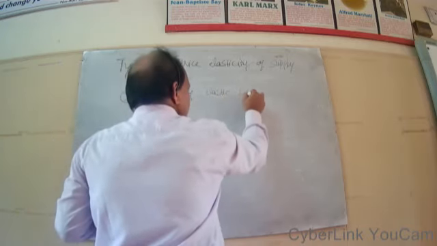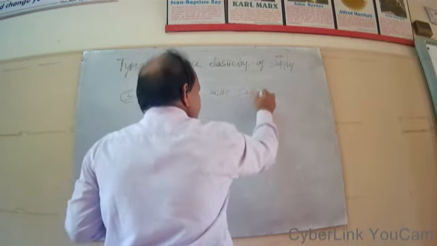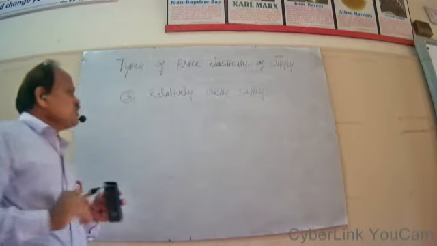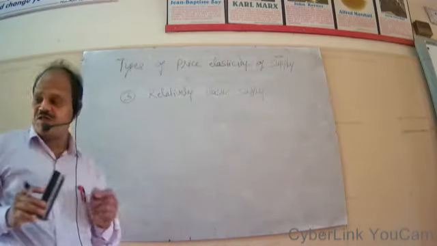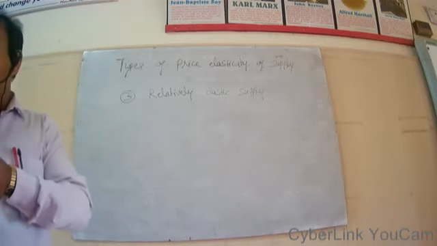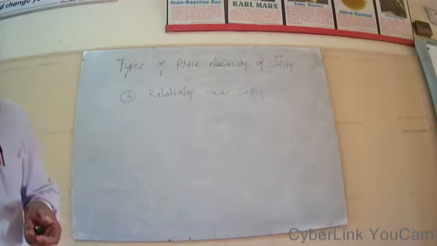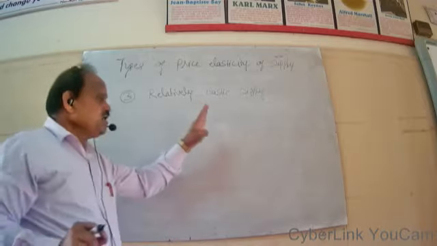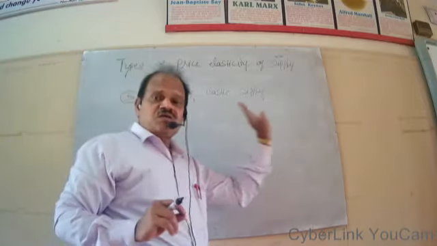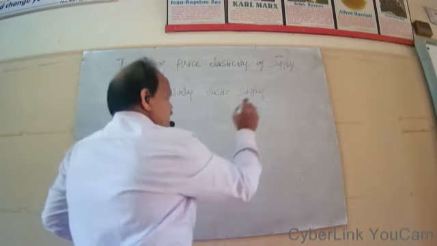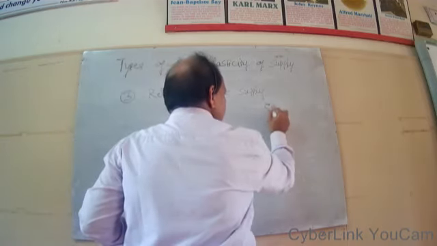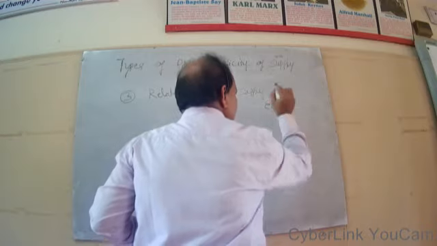Relatively elastic supply. In this type, the proportionate change in quantity supplied will be greater than the proportionate change in price. It means supply is highly responsive to the changes in the level of price. Therefore, the value of ES will be greater than 1 in this type.